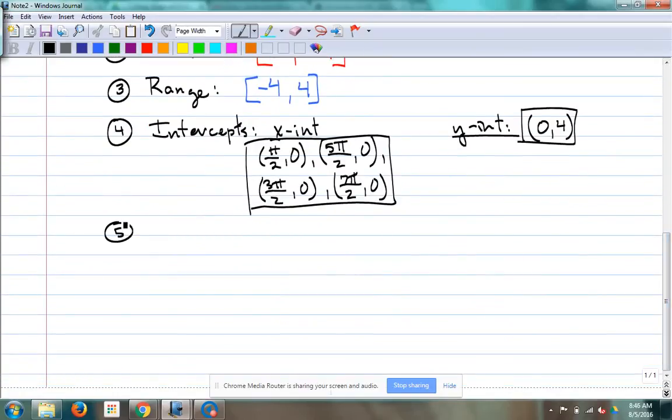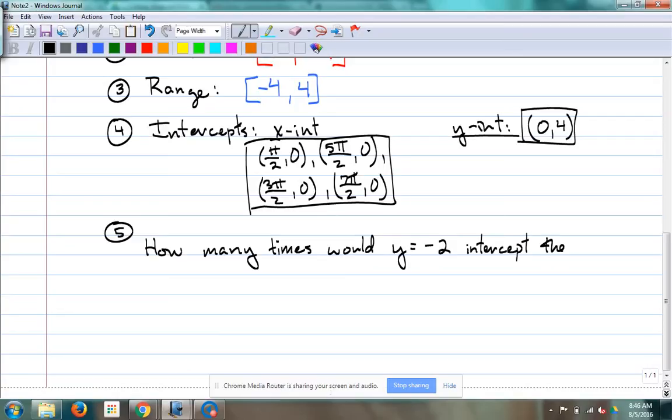Question number 5 for this particular graph. Now this is stepping up the game a little bit. How many times would y equals -2 intercept the graph? Interesting question. Kind of comes out of left field. Not real sure where it came from. I don't know what y equals -2 has to do with the graph that I've got, but maybe it's important for whatever situation it came from.